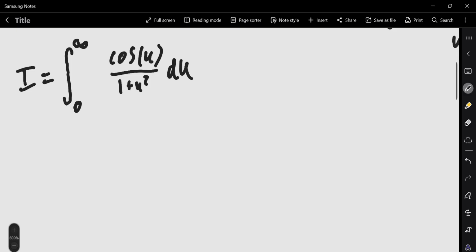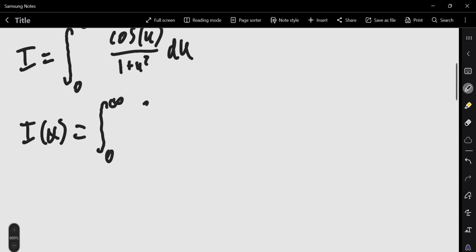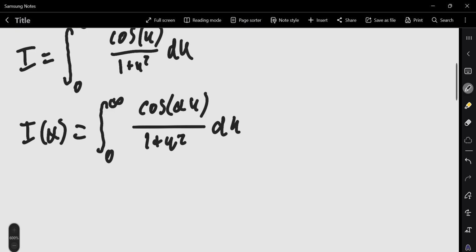I did. We are going to have to define a parameter here. That's why I was talking about how I wrote a 1 plus tan squared of alpha instead of x. So now we can define a parameter. So we're going to say I of alpha, as a function of alpha, is going to be this integral between 0 and infinity of cosine of alpha u over 1 plus u squared du. Cool, right? So then our original integral is 2I of 1.